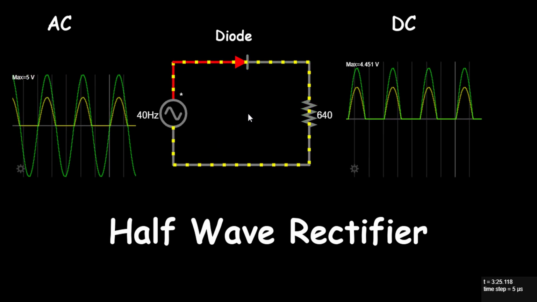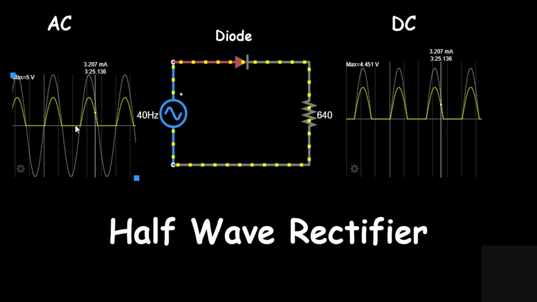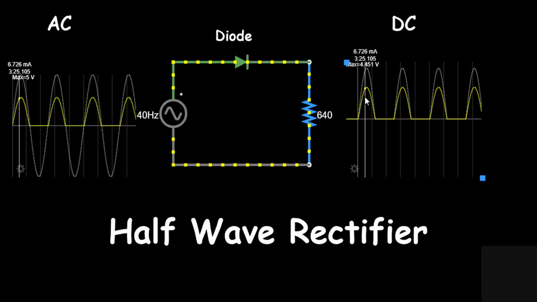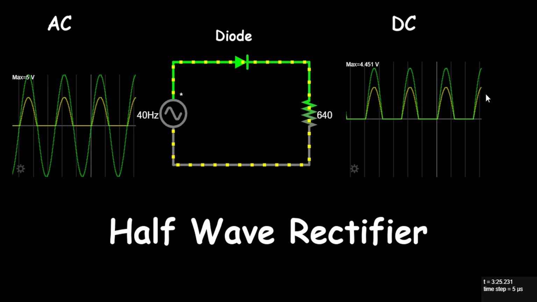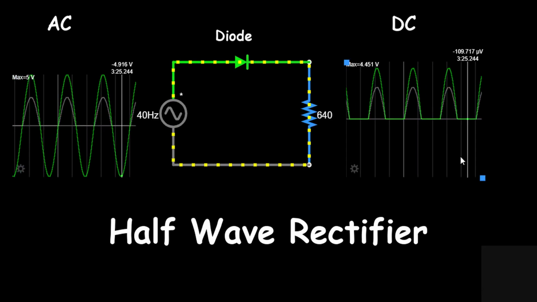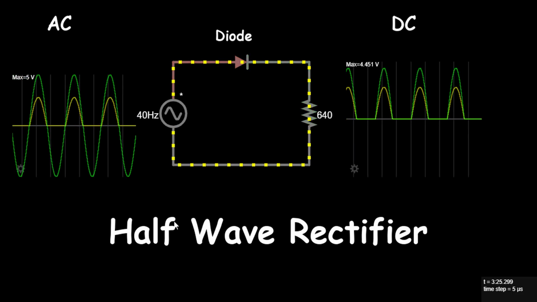A rectifier is an electronic device that converts alternating current, AC, which periodically reverses direction, into direct current, DC, which flows in only one direction. This conversion is crucial for many electronic devices that require a steady and unidirectional flow of current to operate properly.